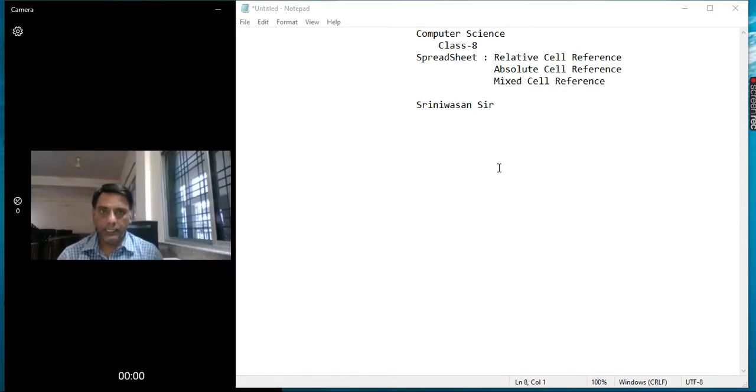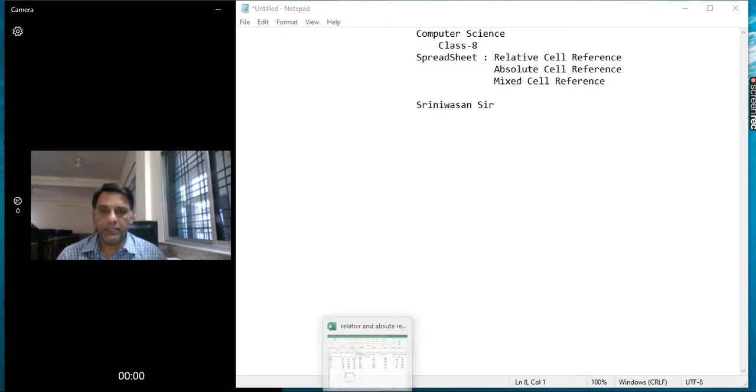Myself, Srinivasan, would like to take a topic: relative cell reference, absolute cell reference, mixed cell reference of the spreadsheet chapter for computer science class 8. These three terms are directly associated with the formulas we can use in a spreadsheet. Formulas are very important because this is the method through which we can calculate anything in a spreadsheet.